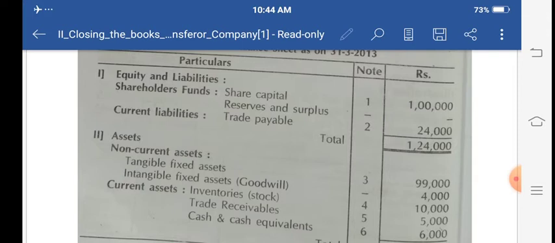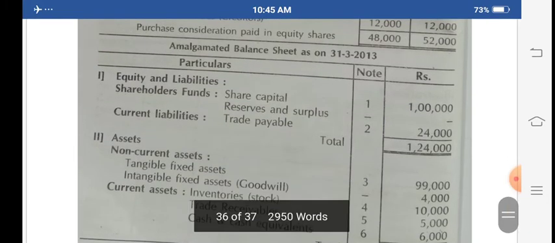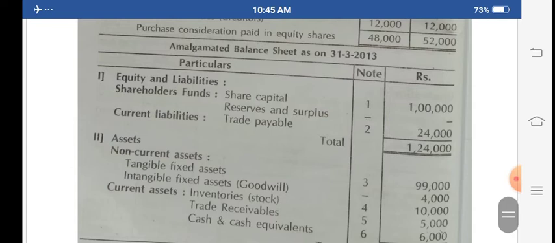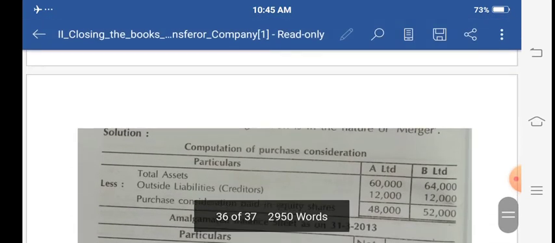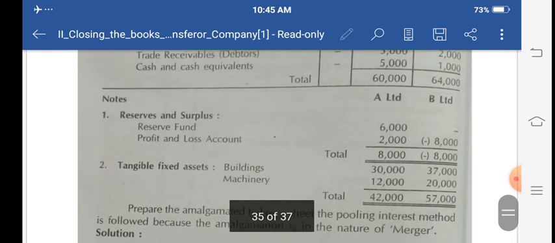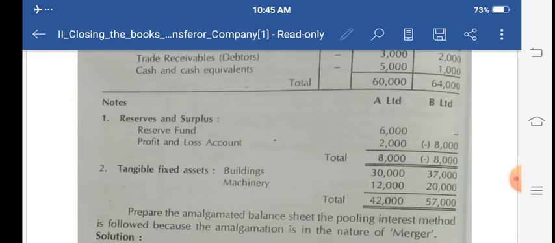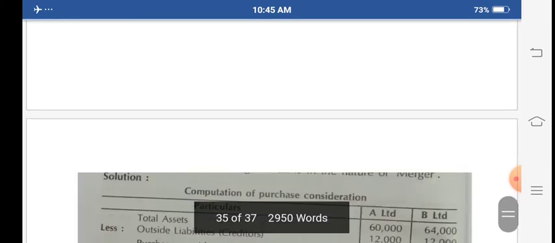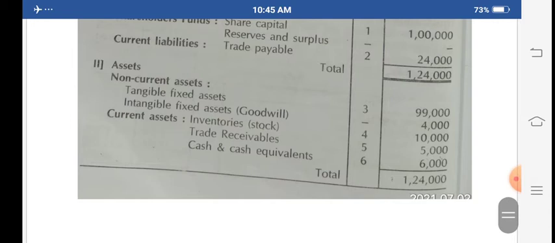Now see the assets, tangible fixed assets, you have to combine. Just combine them. Non-current assets, in that tangible fixed assets: building and machinery. Building is 30,000 plus 37,000 and machinery 12,000 plus 20,000, it's 40,000 and 57,000. Make it common and take it, it's 99,000. Intangible fixed asset, it's goodwill, there is nil, there is no note. Only 4,000 directly, as it is, you have to take.